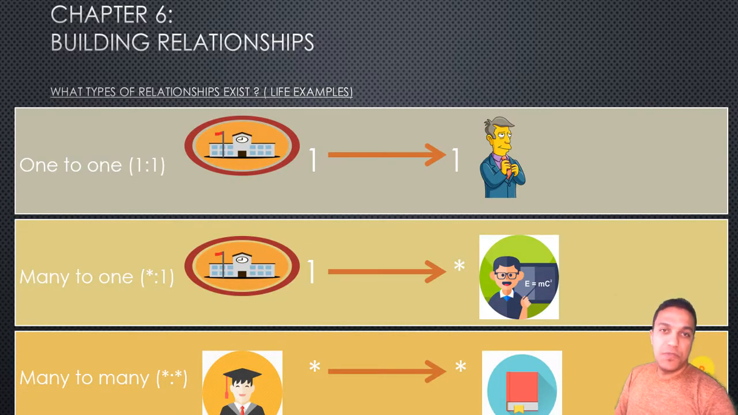Hello everyone, in this video I will show you the different types of relationships that may exist in Power BI. The first type of relationships is the one-to-one relationship.